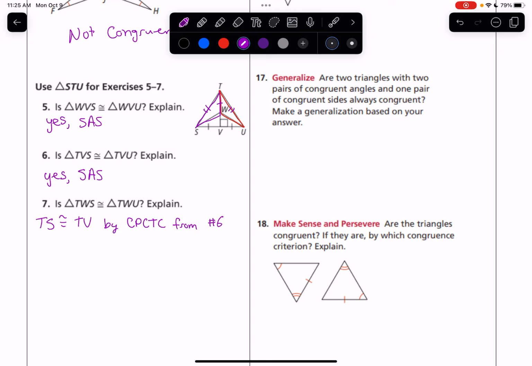And I know that SW is congruent to WU by CPCTC from number 5. Because again, even if I didn't have number 5 on this paper, I could say that those two triangles were congruent based on the information. So I could say that SW and WU definitely had to be congruent. And that means that yes, triangle TWS is congruent to triangle TWU by side, side, side.